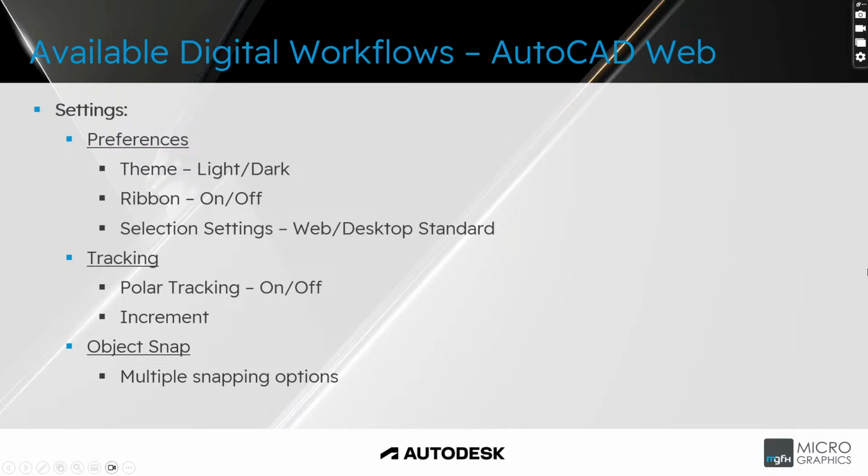And then you have your selection settings, web and desktop standard, and it's explained quite well when you hover over those two standards. You've got your tracking, so you can switch your polar tracking on or off, and then also set your polar tracking increments. Then you've got your object snap, and there you can set multiple snapping options that are relatable to the AutoCAD desktop application interface as well.